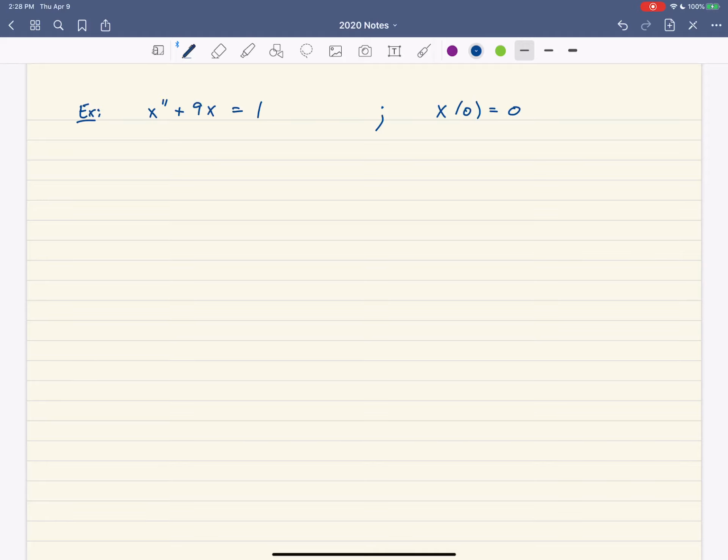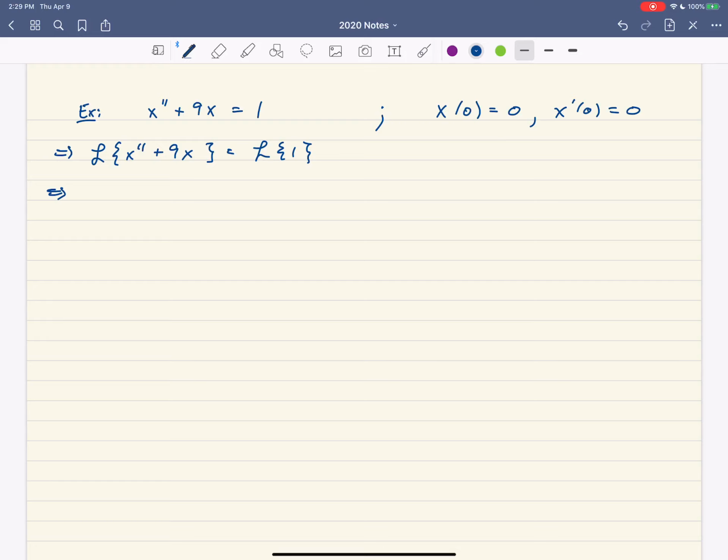So what we're going to do is solve this differential equation, x double prime plus 9x equals 1, subject to the initial conditions that x of 0 and x prime of 0 are both 0. So we'll start by taking the Laplace transform of both sides.